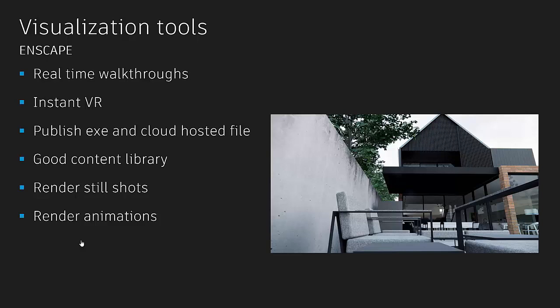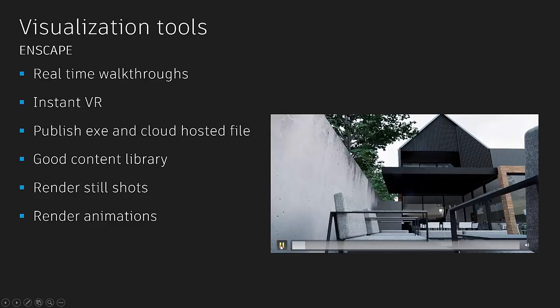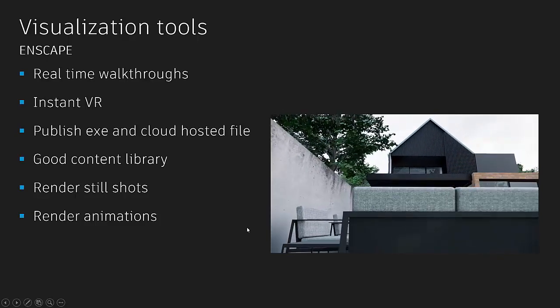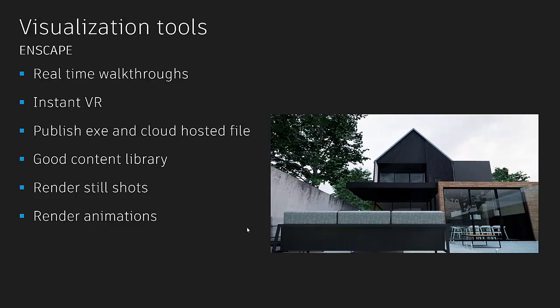So it could be an exe file for them to download, or you could even host the file on your website. So if they want to walk around the house in a web browser, they could do this as well. It's got a great content library. They're adding more and more, like trees and people and cars. You can render still shots. This one has actually gone beyond a still shot. This is just a little snapshot of an animation I put together. But this is the quality you can get in a very short amount of time.